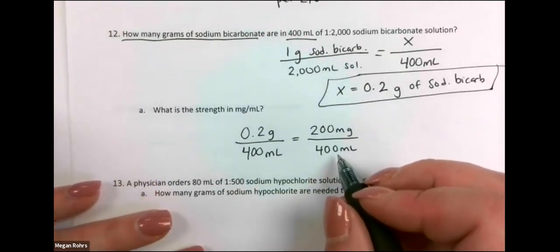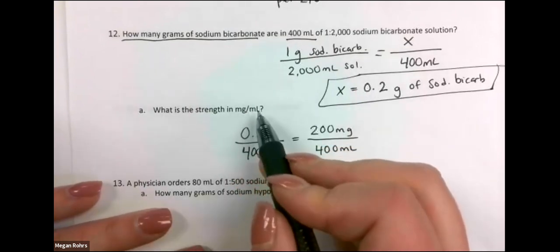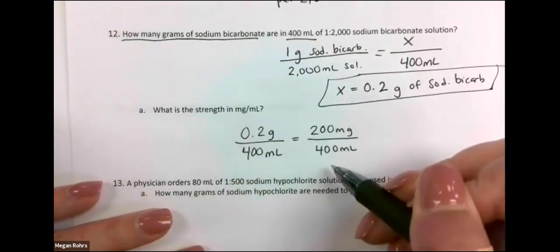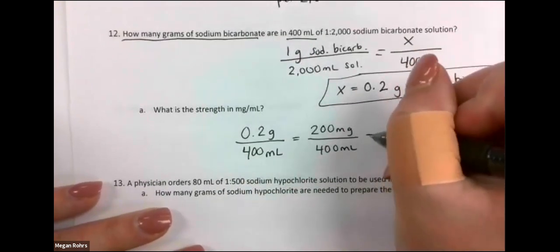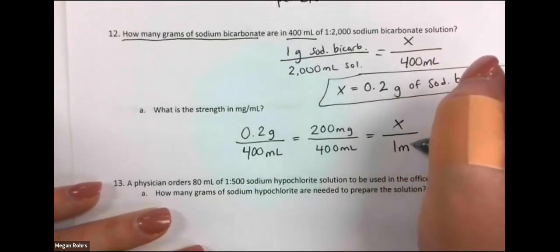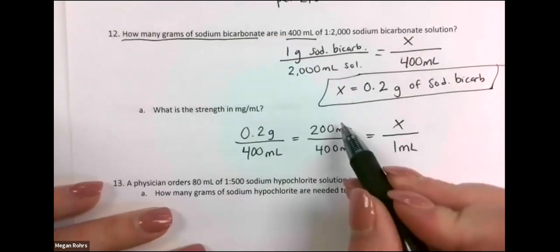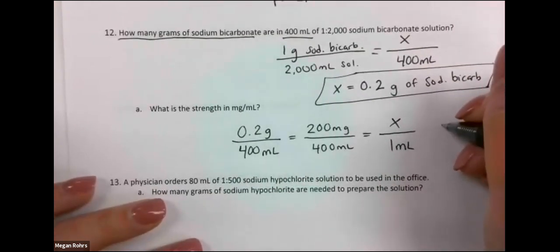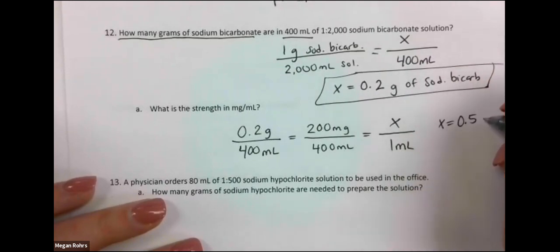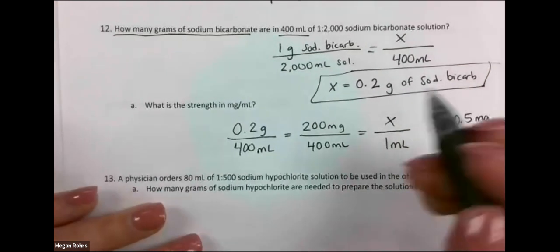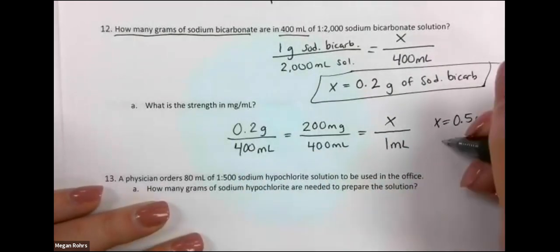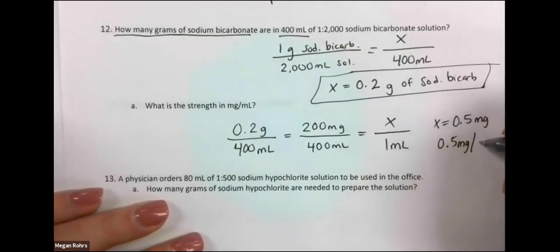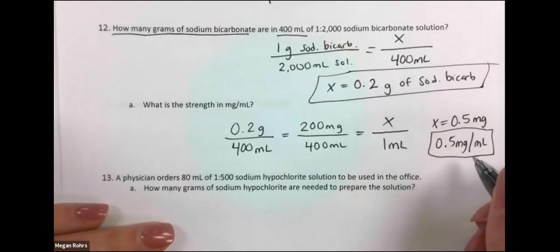And now I just want to reduce that because they want milligrams per mil. So we're really just dividing this. If it helps, you can set this equal to x over 1. But essentially, we're just taking 200 divided by 400. So 200 divided by 400 gives us 0.5 milligrams. So my strength in milligrams per mil would be 0.5 milligrams per every 1 milliliter there.